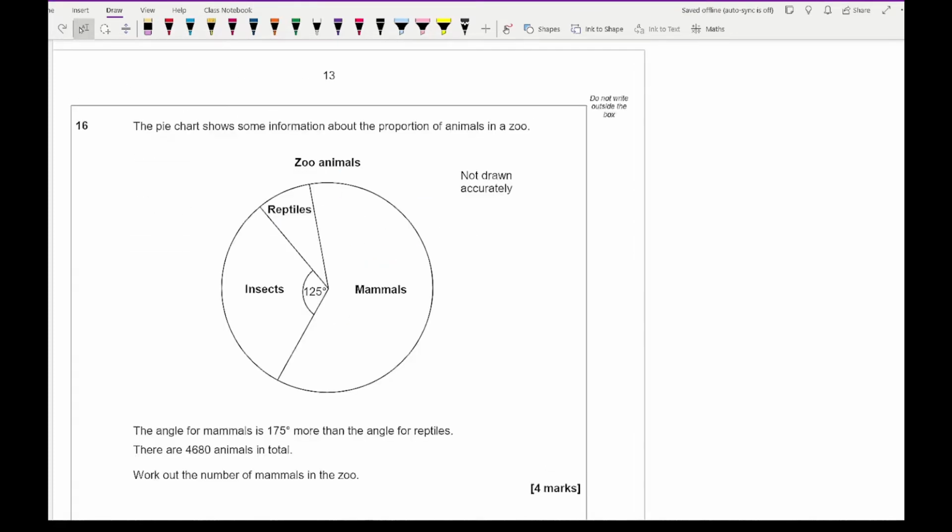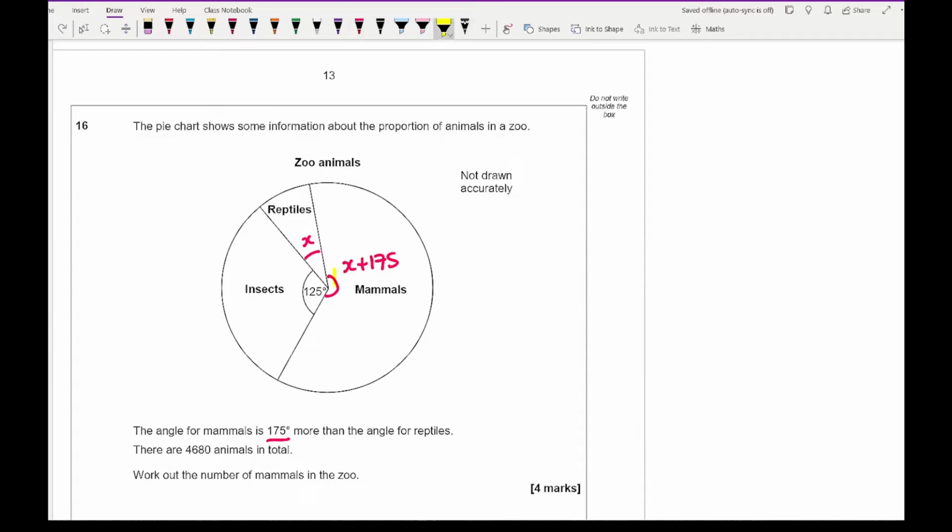So looking at question 16, it says the pie chart shows some information about the proportion of animals in a zoo. The angle for the mammals is 175 more than the angles for reptiles, and there are 4,680 animals in total. And the question is asking us to work out the number of mammals in the zoo. Now for this, we don't know what the angle for the reptiles is going to be, so we're going to call that x. But I do know that the angle for the mammals is going to be 175 degrees more, so this is going to be x plus 175.